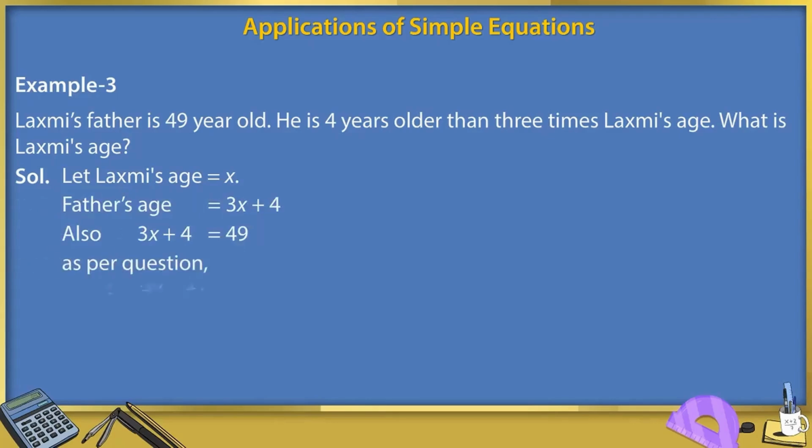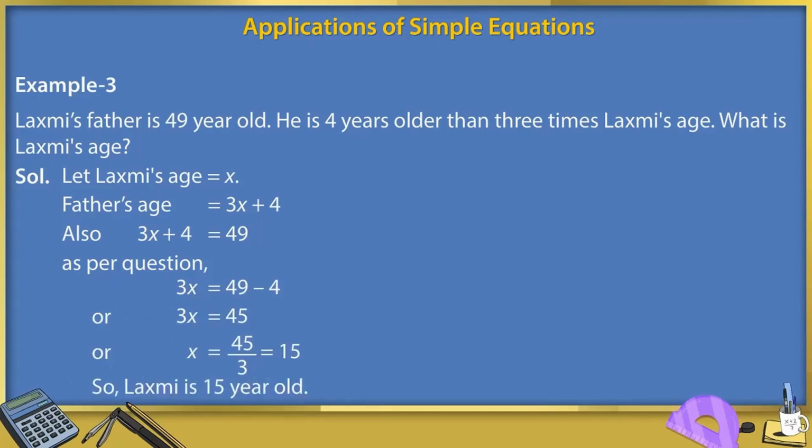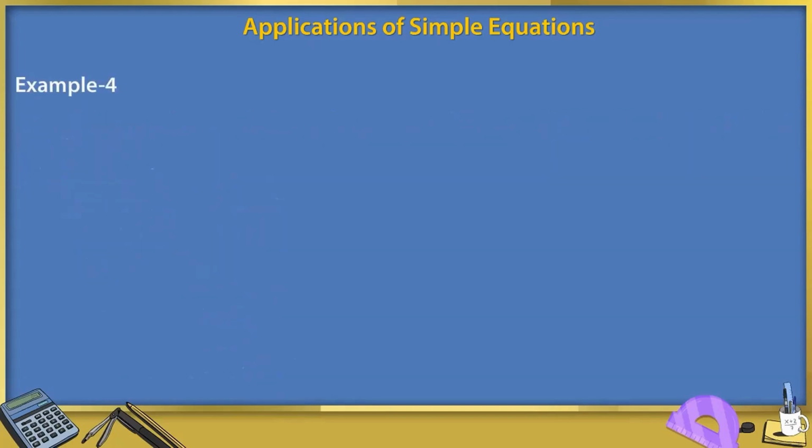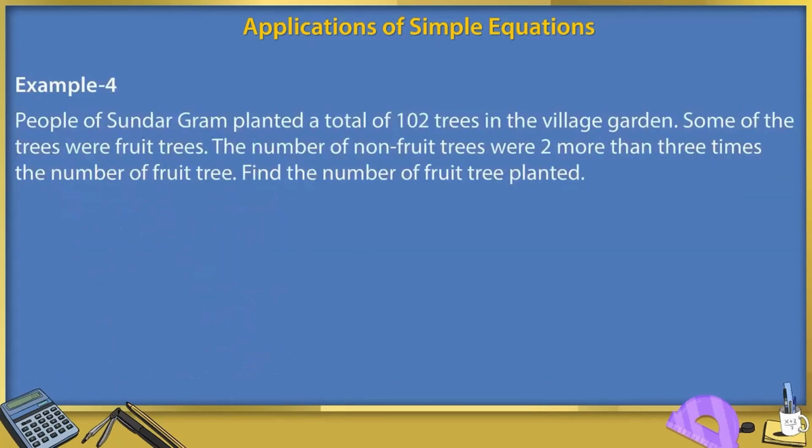As per equation, 3x is equal to 49 minus 4, or 3x is equal to 45, or x is equal to 45 by 3, which is equal to 15. So, Lakshmi is 15 years old. Example 4. People of Sundargram planted a total of 102 trees in the village garden. Some of the trees were fruit trees. The number of non-fruit trees was 2 more than 3 times the number of fruit trees.